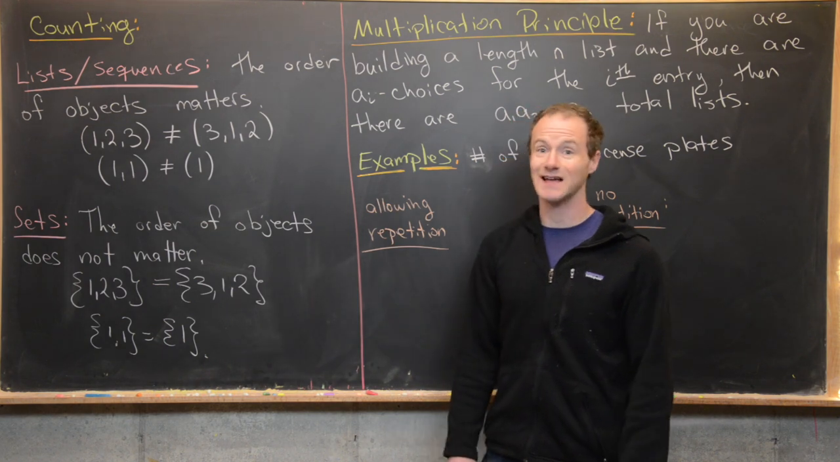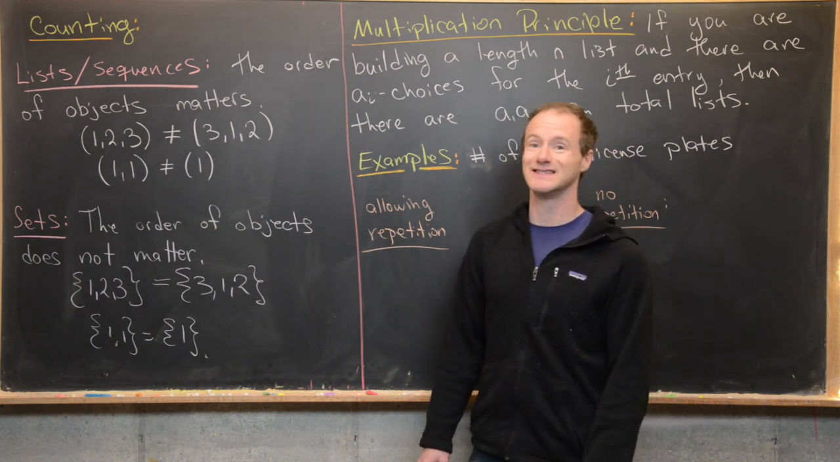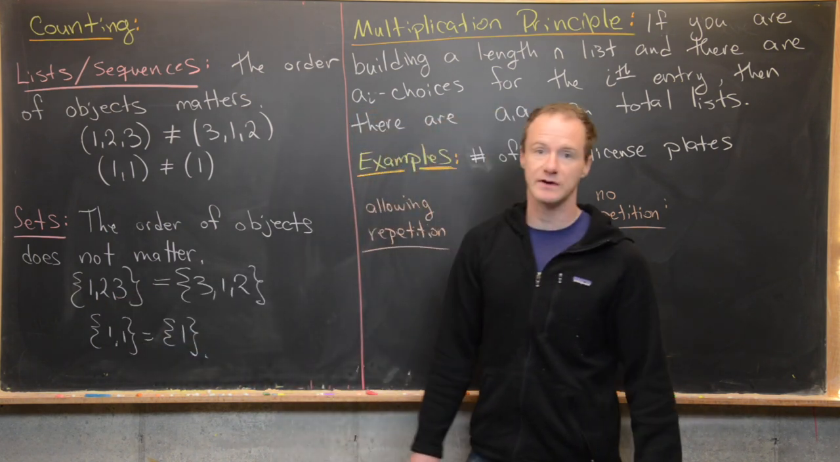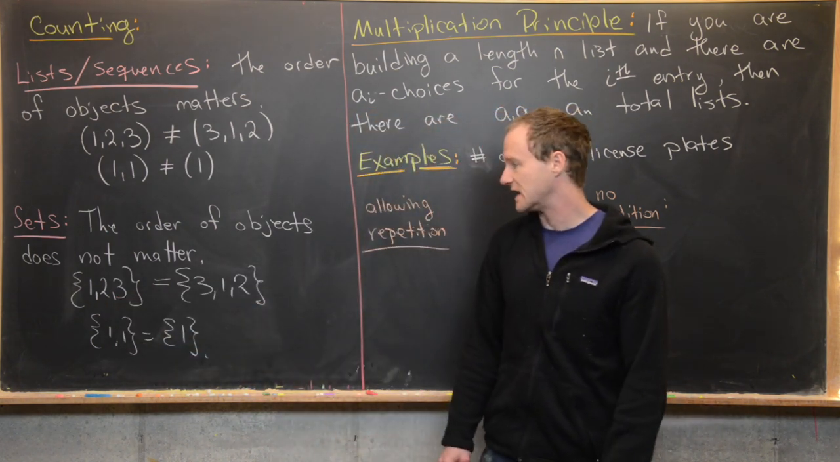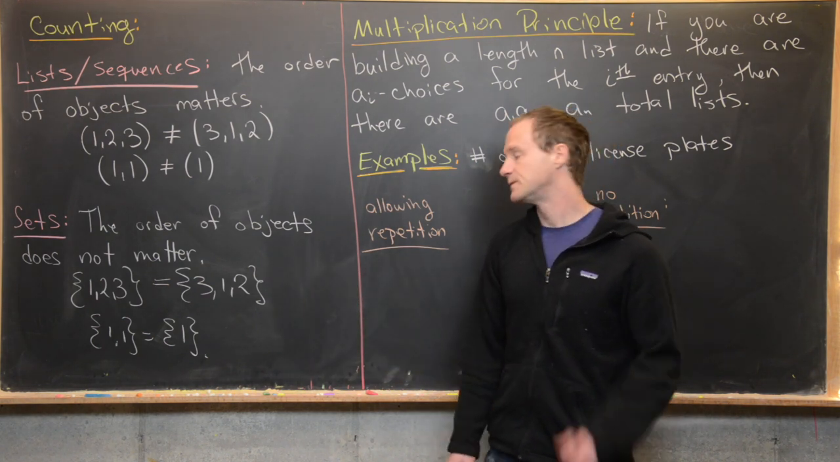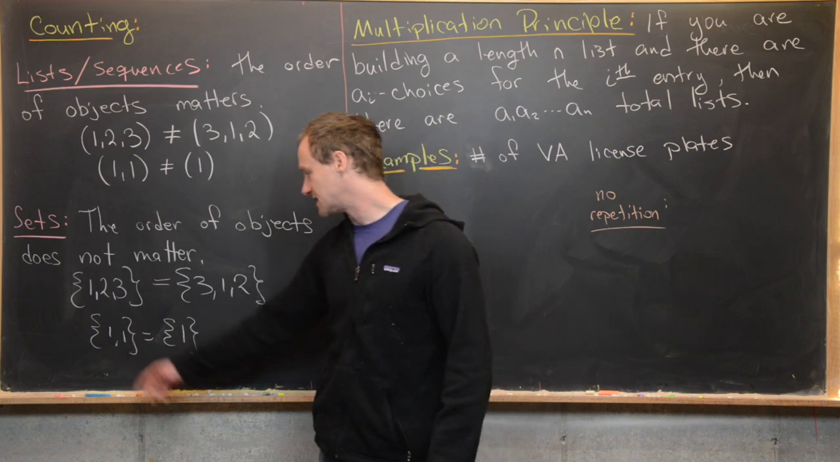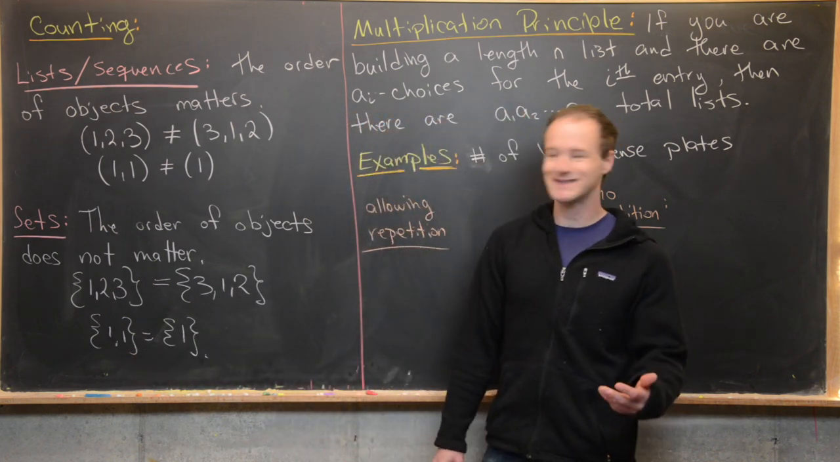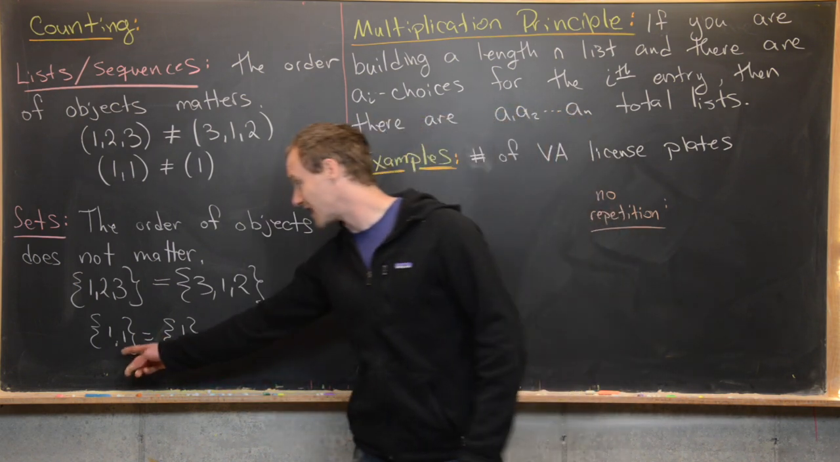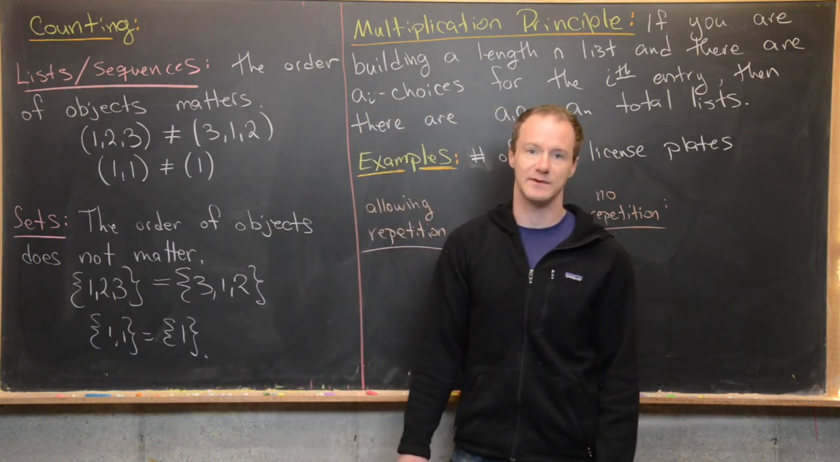Whereas with sets, the order of objects does not matter. So the set containing 1, 2, 3 is the same thing as the set containing 3, 1, and 2 because they have the same elements. Furthermore, the set containing 1 and 1 is exactly the same thing as the set containing 1, because it's not like you get two copies of each element.